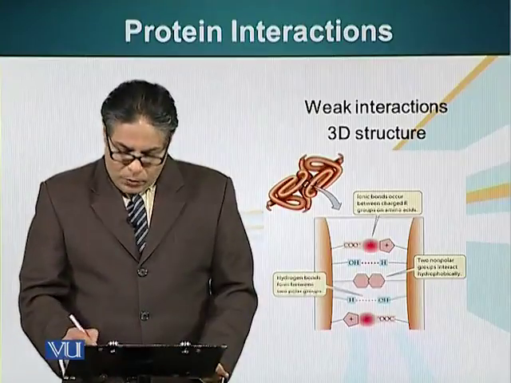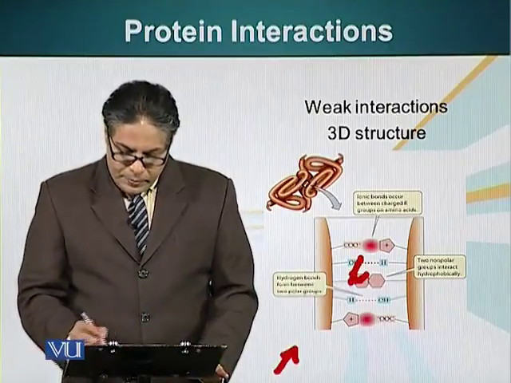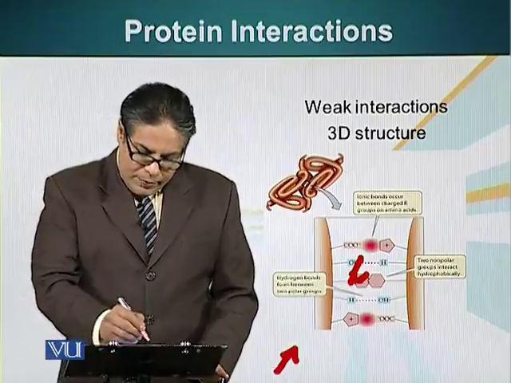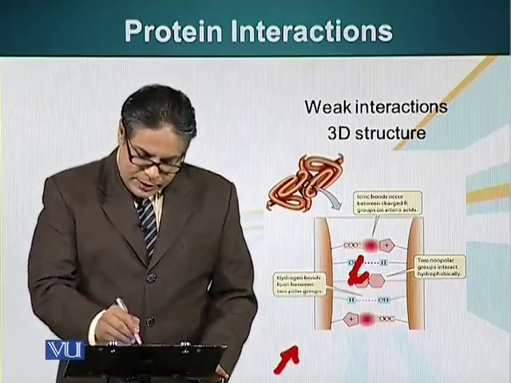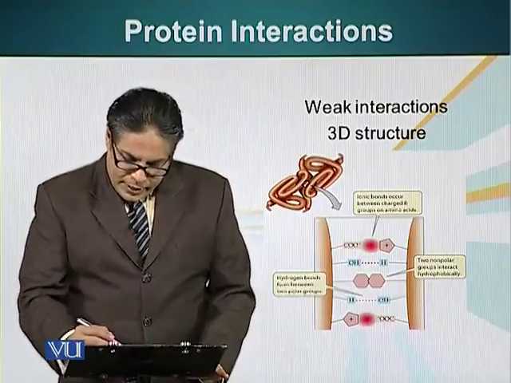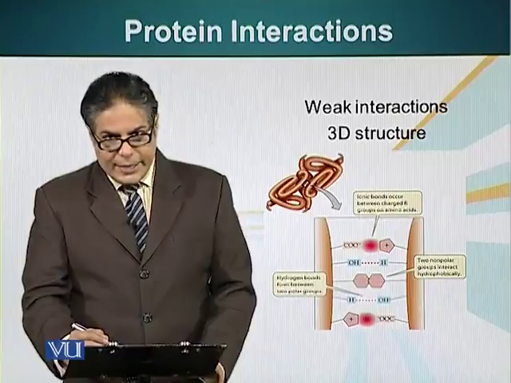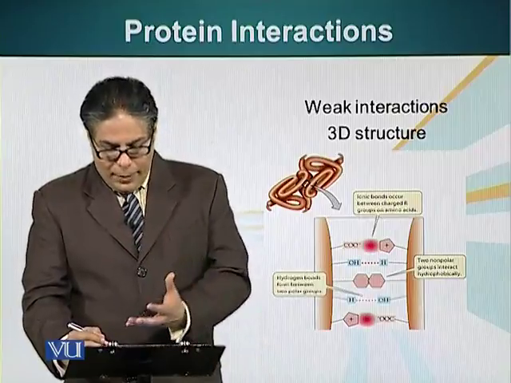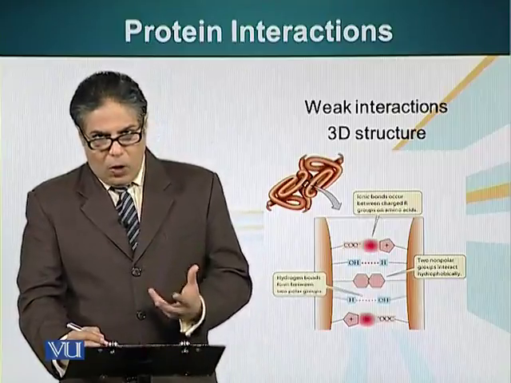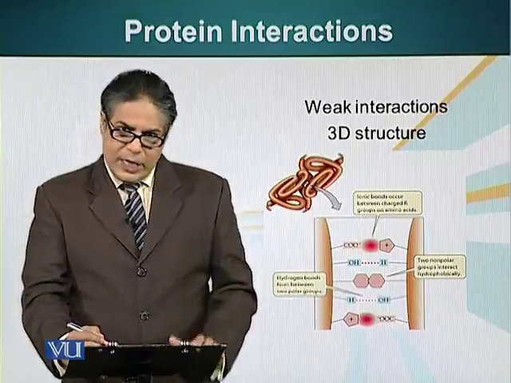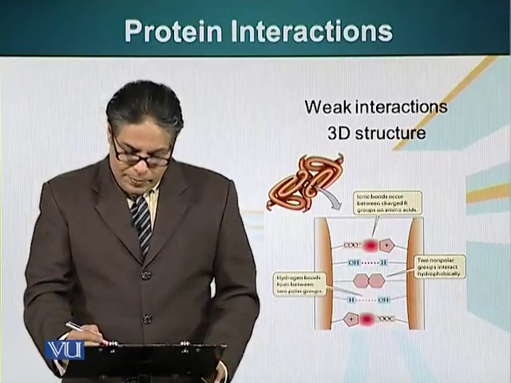Right below it there's a hydrogen bond. You can see a hydroxyl group is interacting with the hydrogen atom, forming a weak interaction called hydrogen bond, which we have discussed in a previous module.